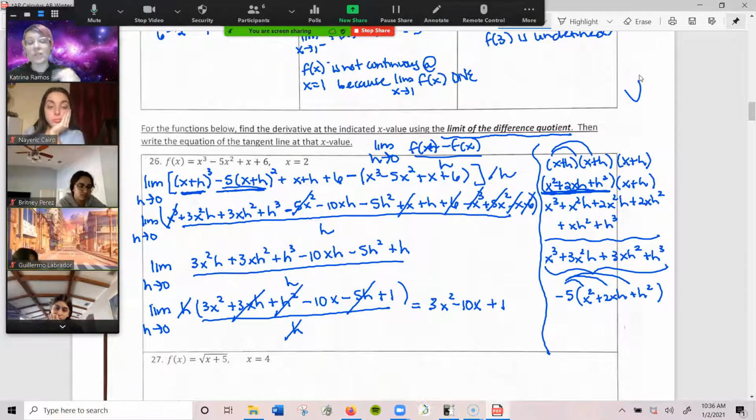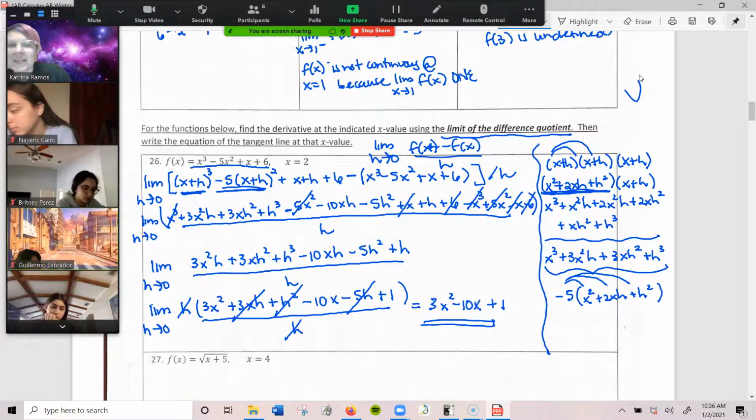And when you do this method, you know the power rule, right? If you look at f of x, if you use the power rule, the derivative would be 3x squared minus 10x plus 1. It should match what you got here. Because remember that this limit is the definition of the derivative. Yes, it is.